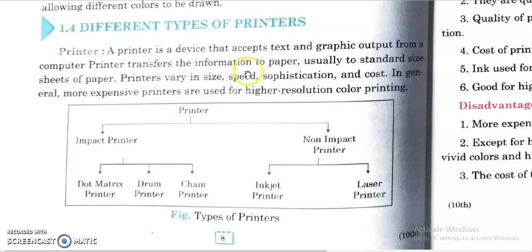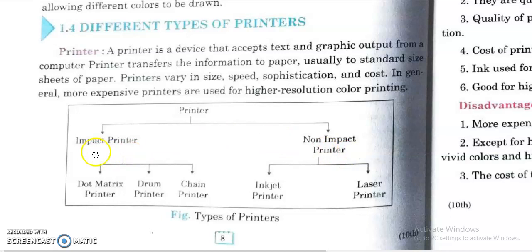Printer transfers the information to paper, usually to standard size sheet of paper. Printers vary in size, speed, sophistication, and cost. In general, most expensive printers are used for high resolution color printing. And then we have a hierarchical diagram of a printer where we can see the two different types of printer, which are the main two types. One is impact printer, another is non-impact printer.